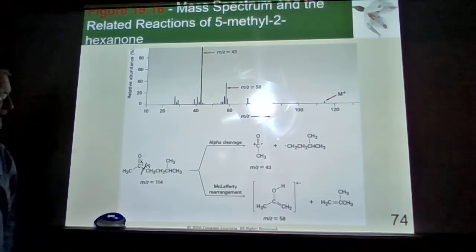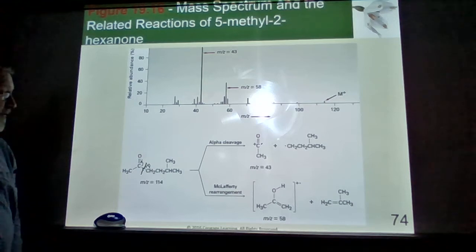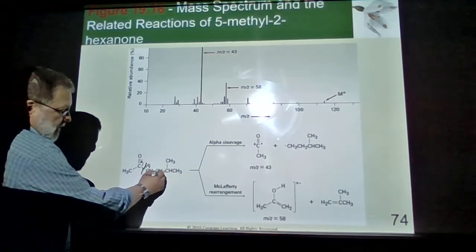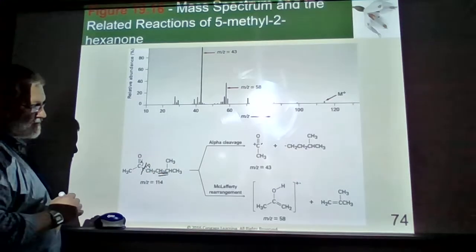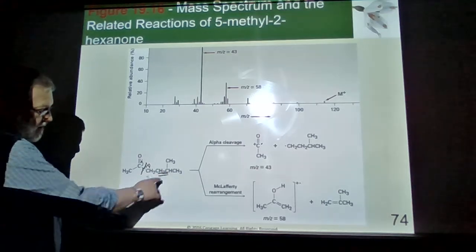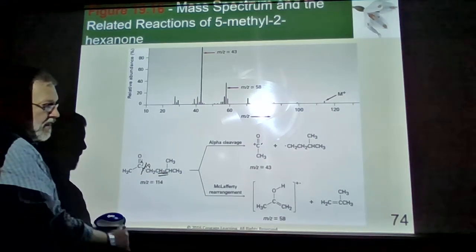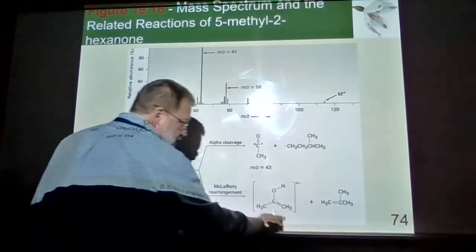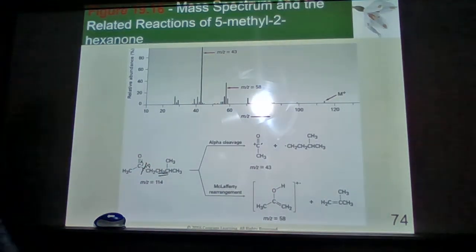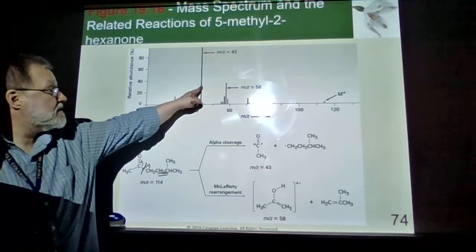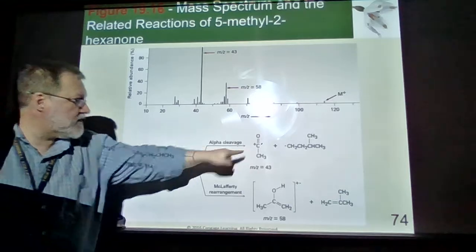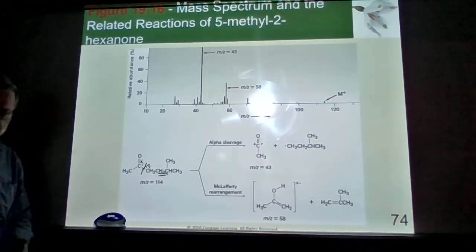Or this can be in the right configuration where it can do the McLafferty rearrangement, and we end up with a double bond between this carbon and that carbon, giving us this alkene and this stabilized intermediate, giving us the mass at 58, and the mass at 43 for this alpha cleavage product.